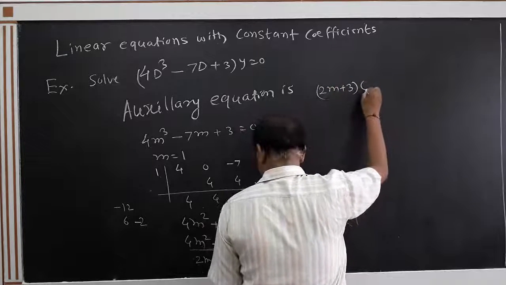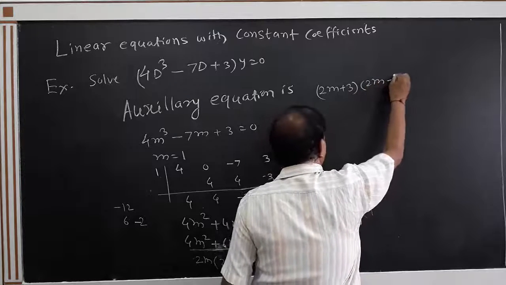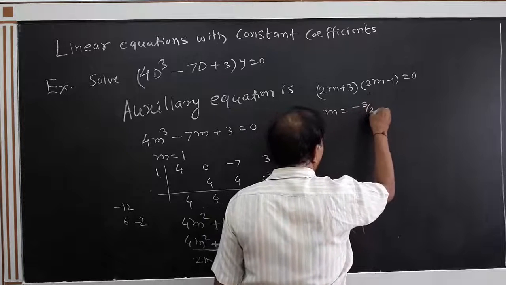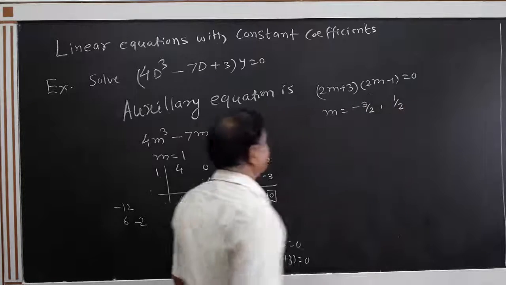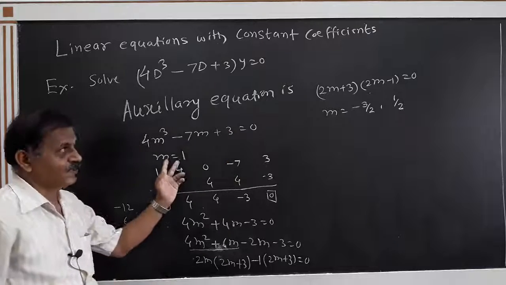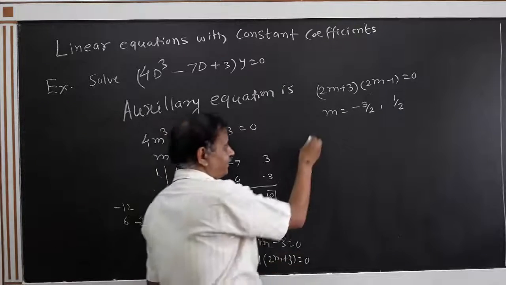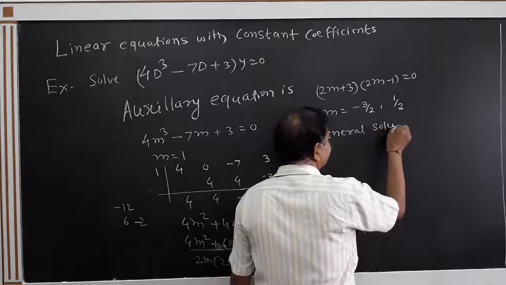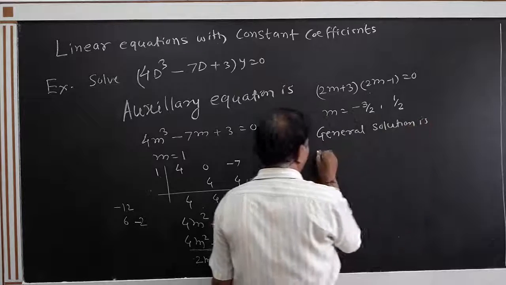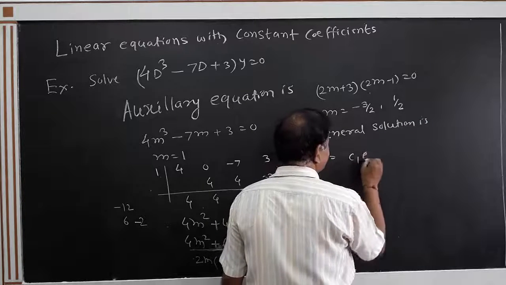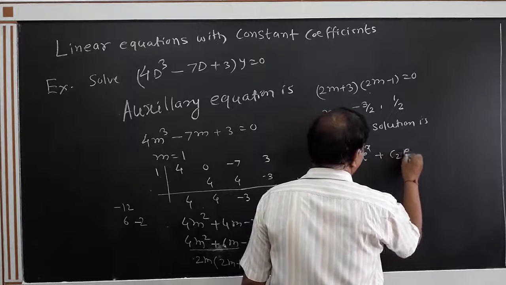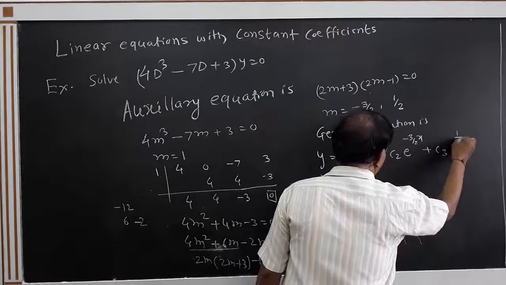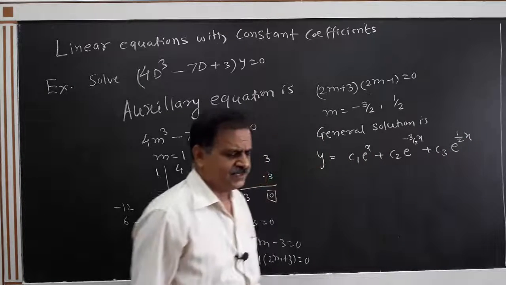and 2m minus 1, these are the factors, and therefore m equal to minus 3 by 2 and m equal to 1 by 2. These are the two roots of this quadratic equation, and m equal to 1 is the first root. Therefore the general solution is y equal to c1 e raised to x plus c2 e raised to minus 3 by 2 x plus c3 e raised to 1 by 2 x. This is the general solution.